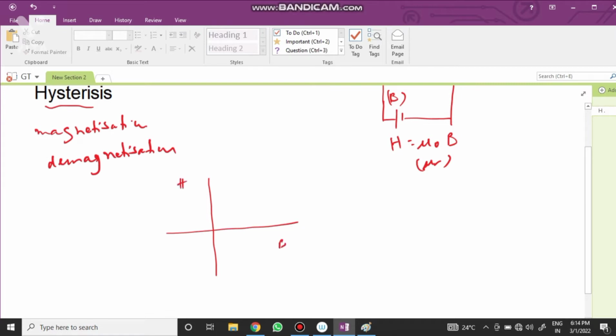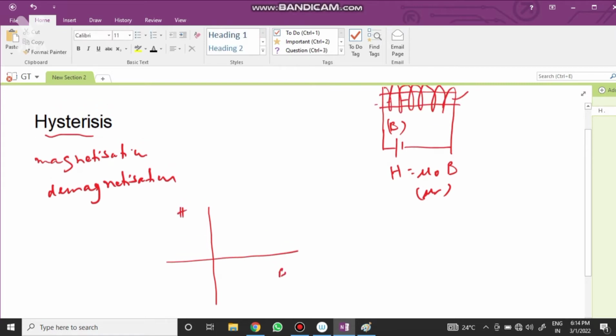Remember, B is the field you are providing. B is the field you provided. And H is the amount of magnetization happening. That means you are giving 100 and someone is taking 80. So 100 is the limit and the amount taken by the other person is 80, like that. Okay, so H can never exceed B. H can be maximum B.